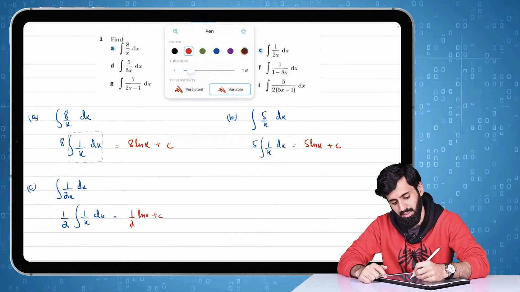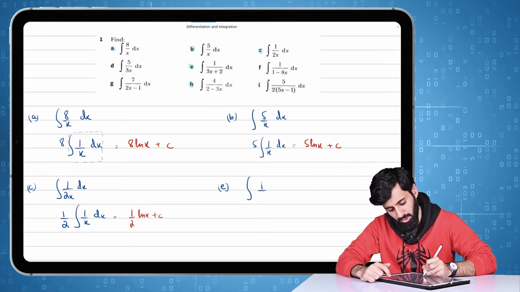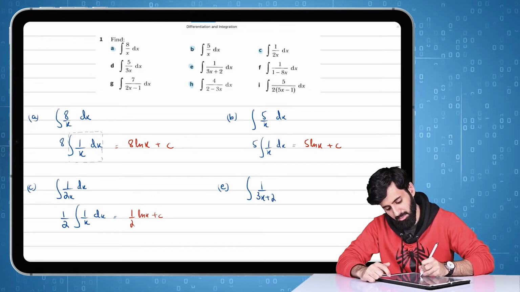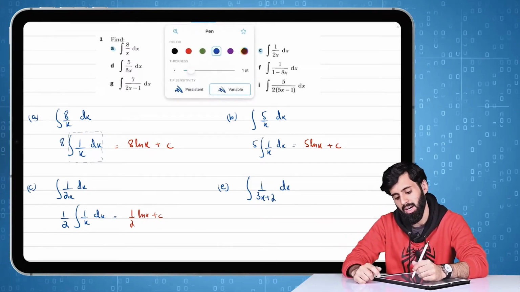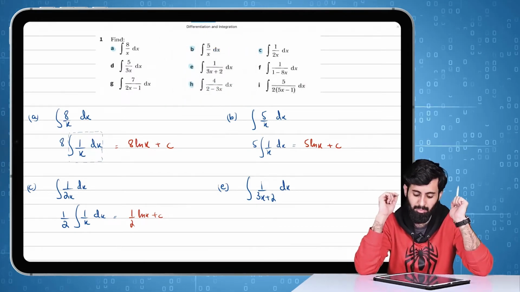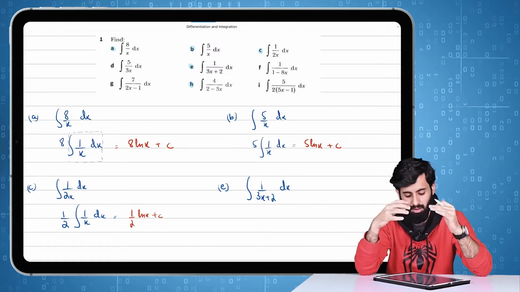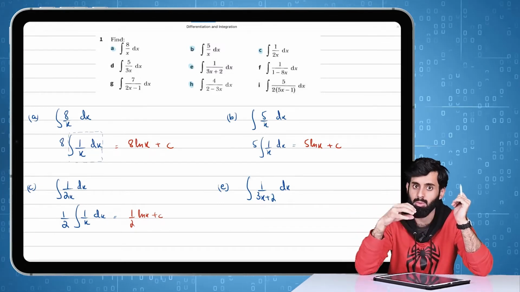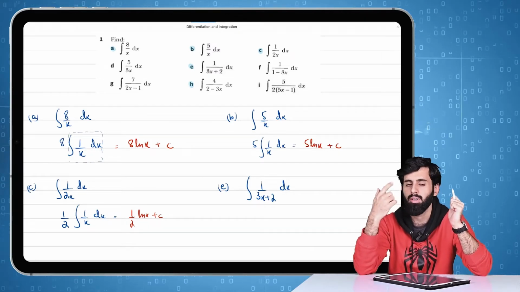In part E, however, things get slightly, but I repeat, only slightly more complex, because what you have in the denominator is 3x plus 2 and what you have in the numerator is just 1. Now, how exactly have things gotten complex over here? The differential of 3x plus 2 will be 3. What we have in the numerator is 1. So this is the point where you have to think, can I turn 1 into 3 somehow?